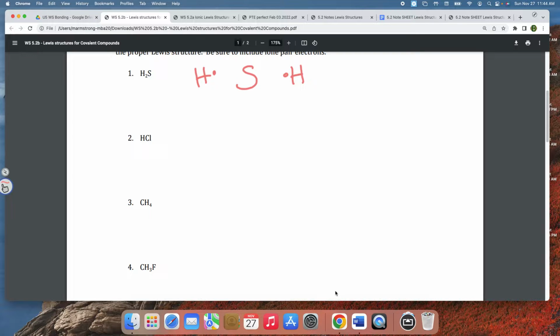Each H has one valence electron. The sulfur is in group 6, so it has 6 valence electrons, 1, 2, 3, 4, 5, 6. Those ones share and those ones share, such that you get a single bond and an S, and those lone pair electrons stay there. And then those ones share there, and that's your final answer.